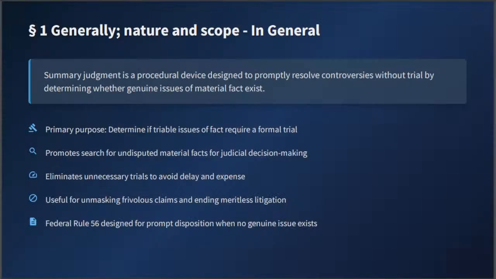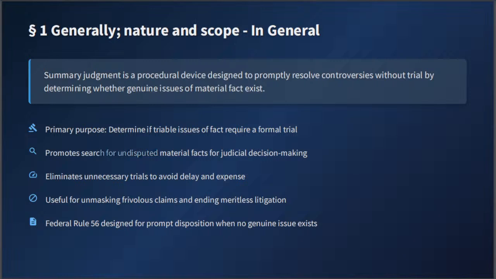All right, so first of all, the nature and scope in general. A summary judgment is a procedural device designed to promptly resolve controversies without trial by determining whether genuine issues of material fact exist, material fact being central to the dispute. So, the primary purpose: determine if triable issues of fact require a formal trial. Are they issues of fact that are contested, or is it just of law?